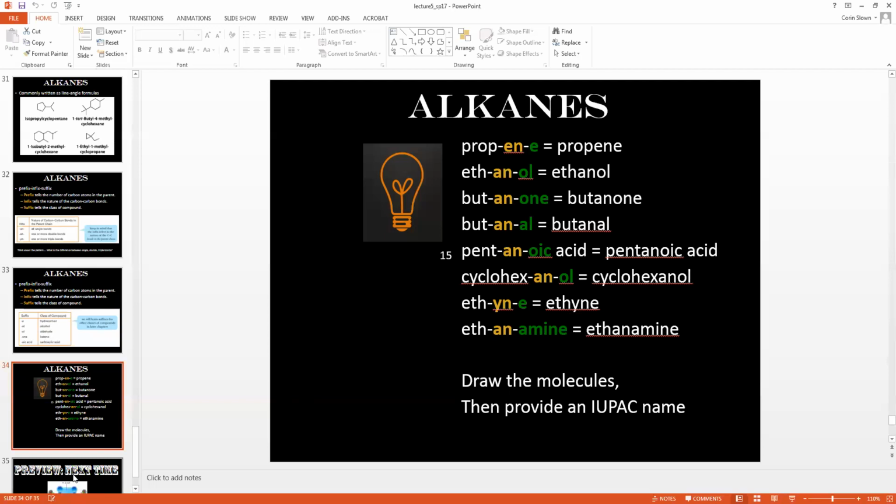Can you do the last 4? Draw the molecules and then provide an appropriate IUPAC name.